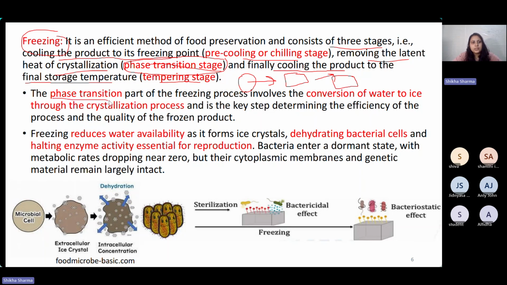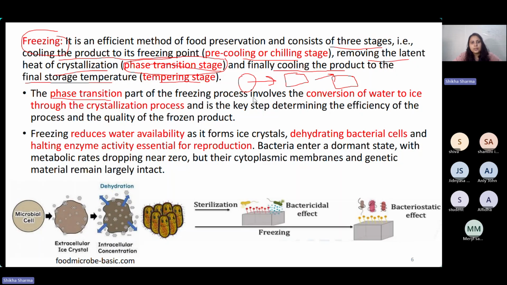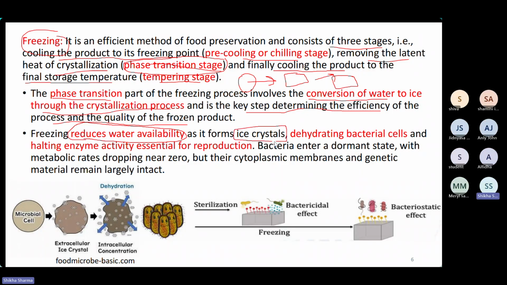So the phase transition part in the freezing process involves the conversion of water into ice through the crystallization process and is the key step determining the efficiency of the process and the quality of the frozen product. So this phase transition is basically when water is converting into ice. So freezing is going to reduce the water availability, because it will convert all the water into ice crystals.